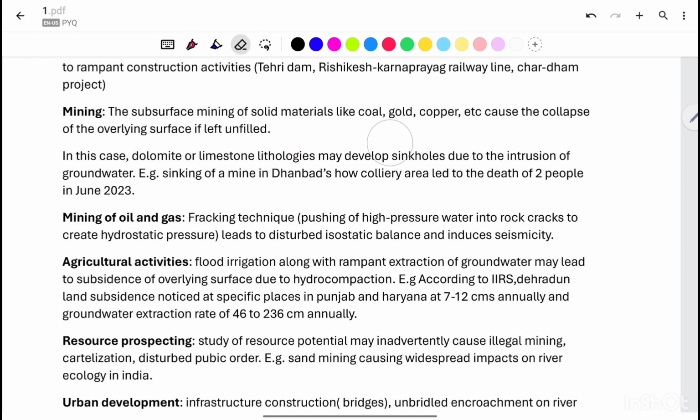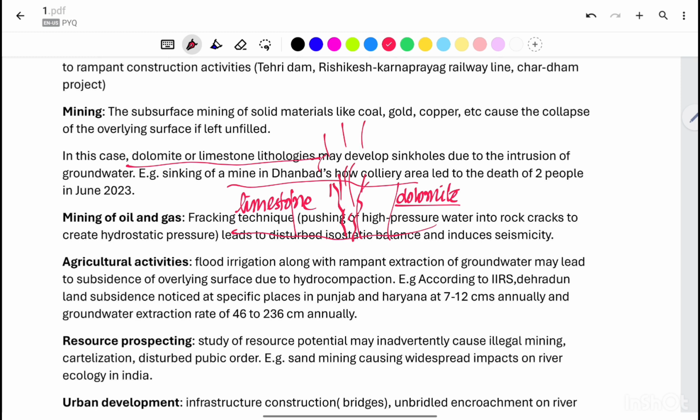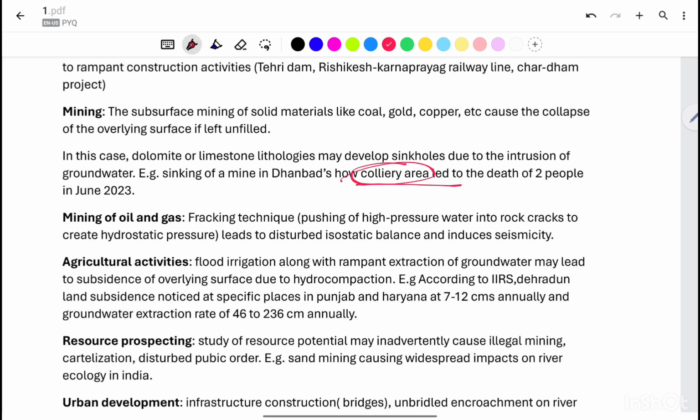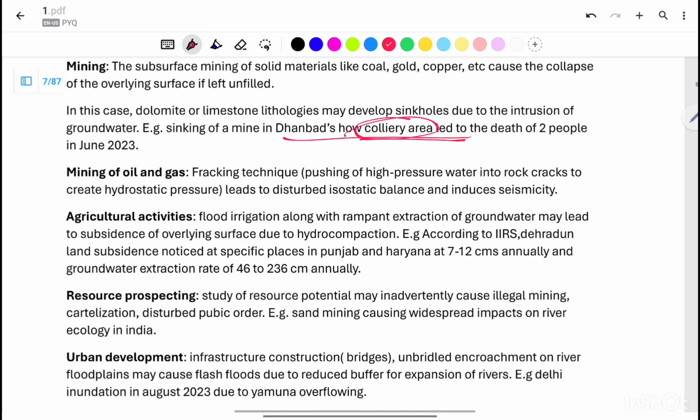When the rocks are dolomite, which is a sedimentary rock, and limestone, which is a sedimentary rock, right? If there is a sinkhole, there is intrusion of the groundwater and rainwater also. Sinking of a mine in Dhanbad's Kolari area led to the death of 2 people in June, right?